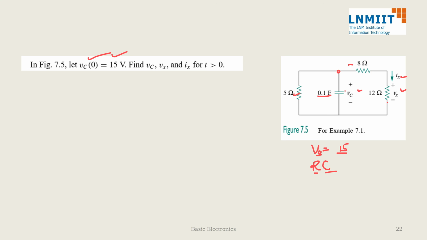R is the resistance which will be appearing across this capacitor. So now find out the equivalent resistance which is going to appear across this capacitor. As I can see, this 8 and 12 are in series, so they will make 20. And this 20 and this 5 are parallel to each other, so then they will make 4.